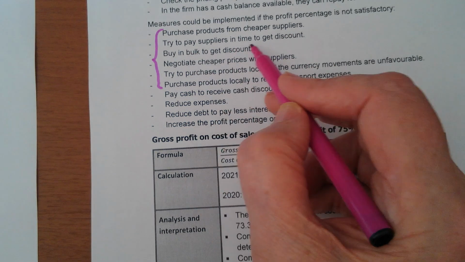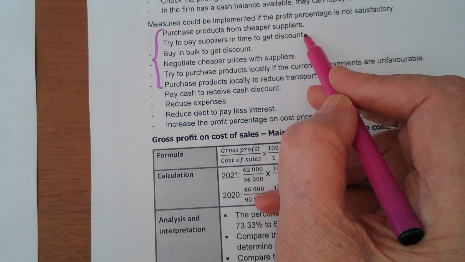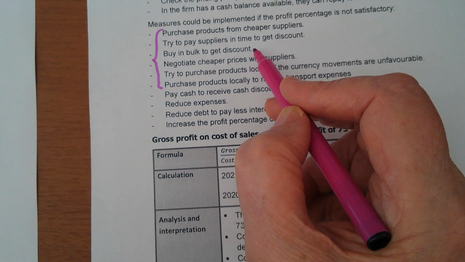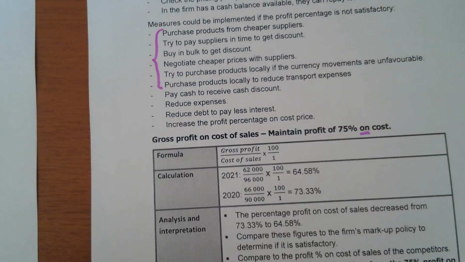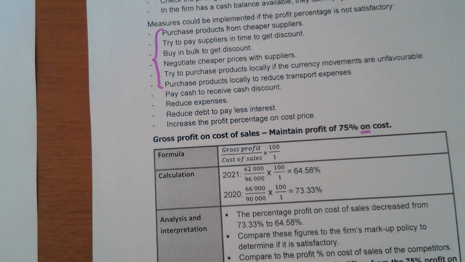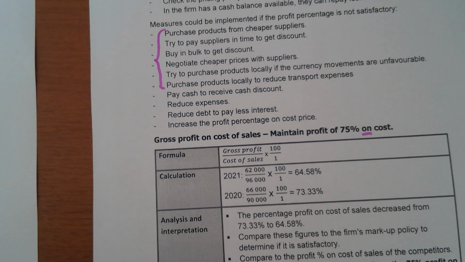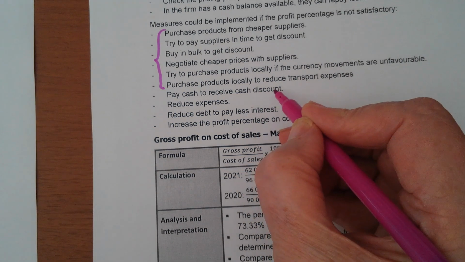Pay the suppliers in time so that you can get discount, that will increase your profit. Buy from suppliers in bulk to get trade discount. Try and negotiate cheaper prices with your suppliers. Try to purchase products locally so that you are not affected by movements in the currency, and that you don't have to pay for transport expenses. And if you pay cash, you can also ask for cash discount.